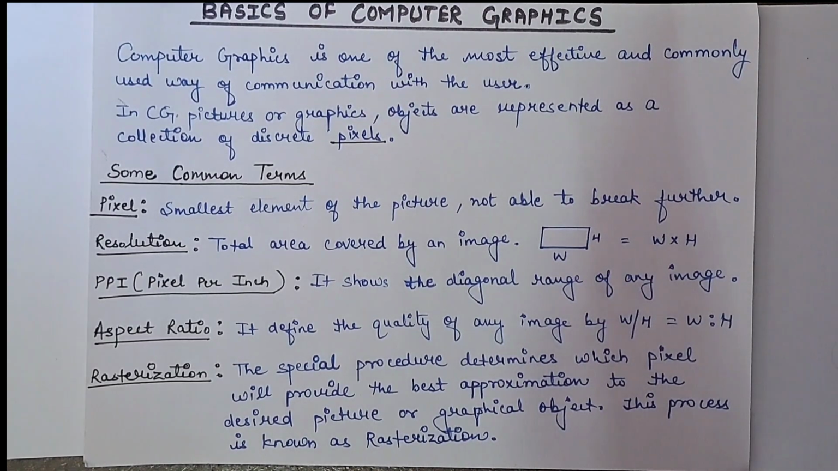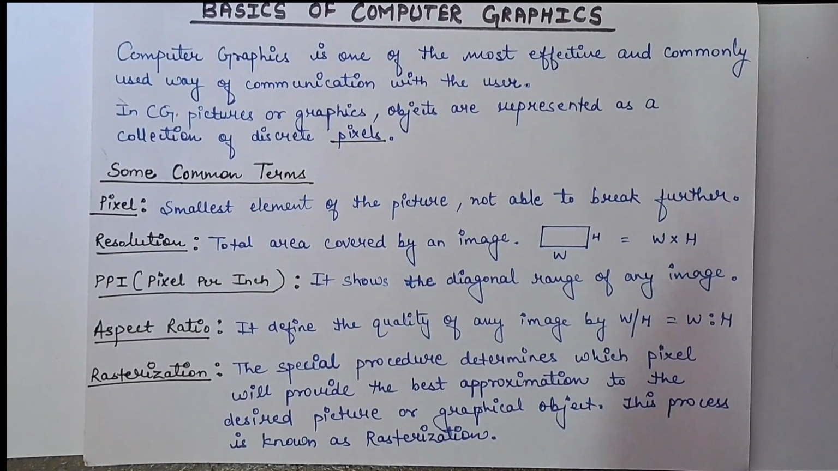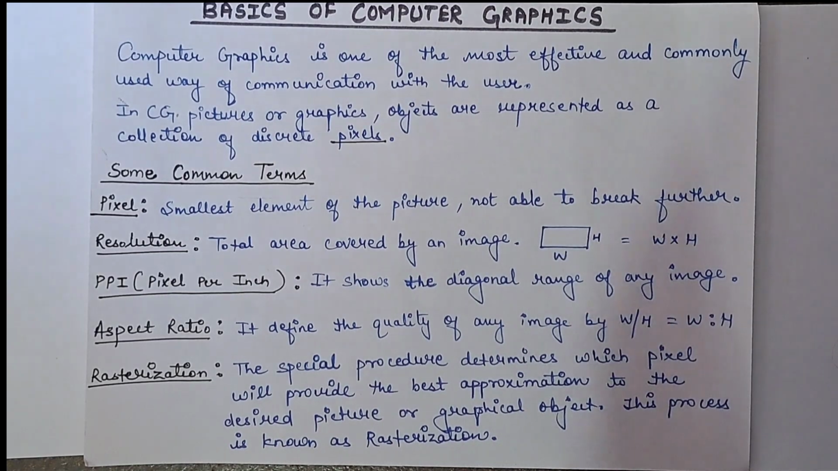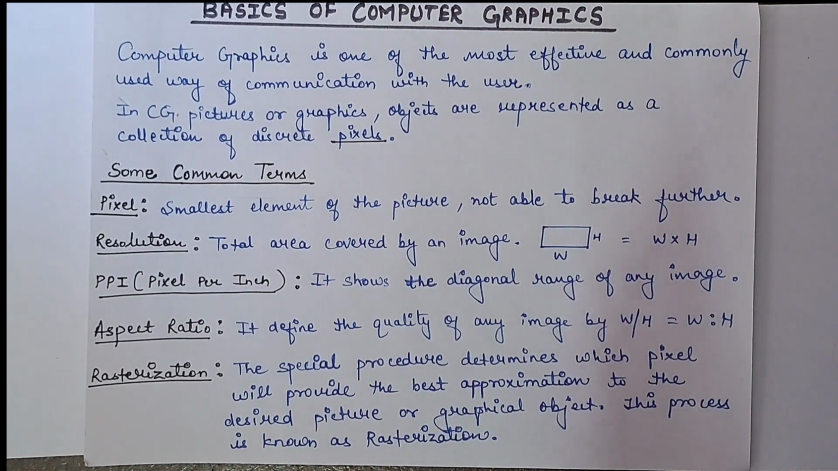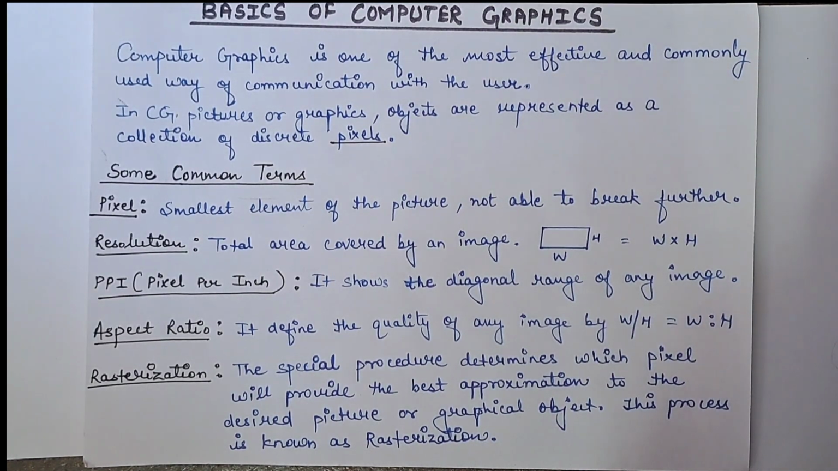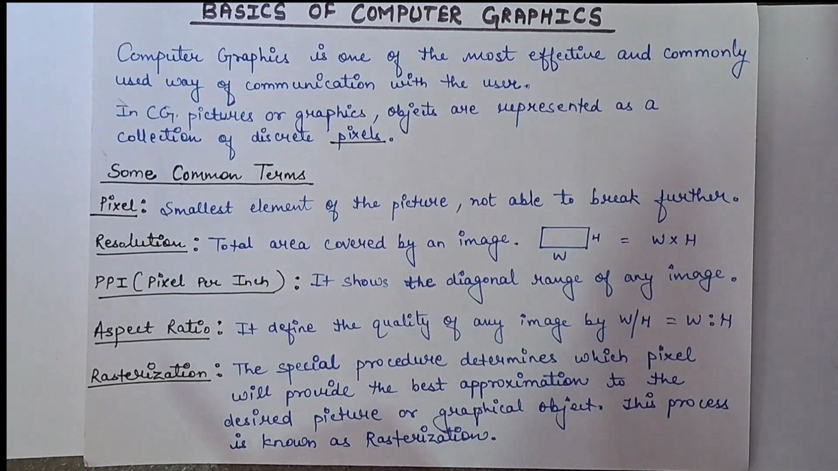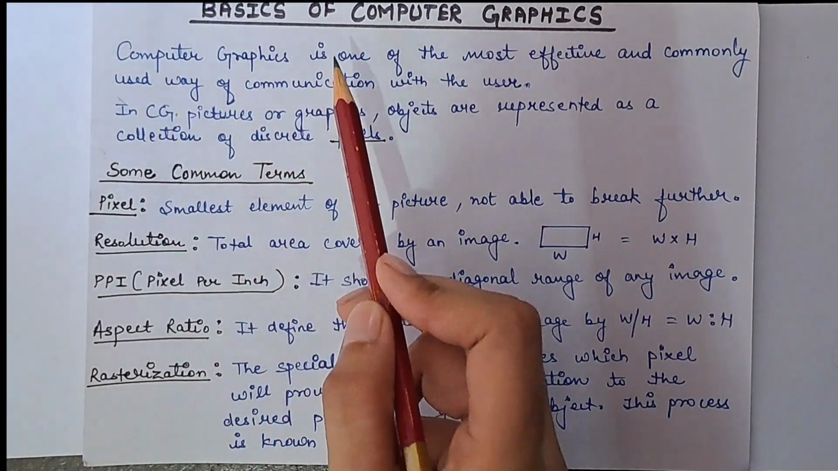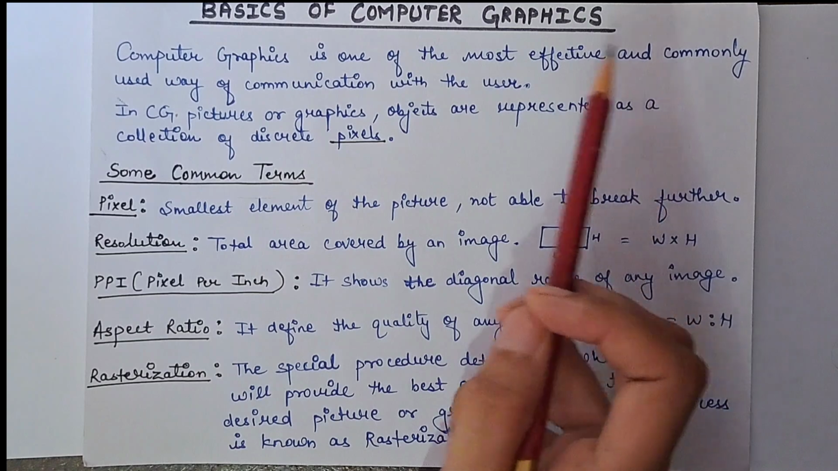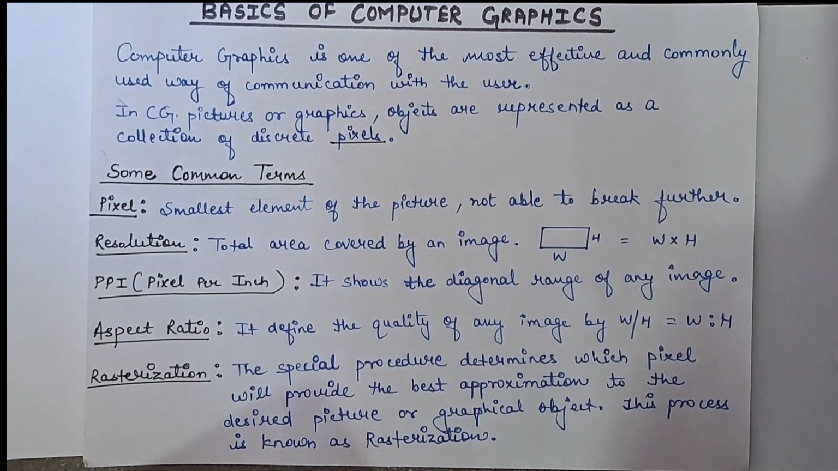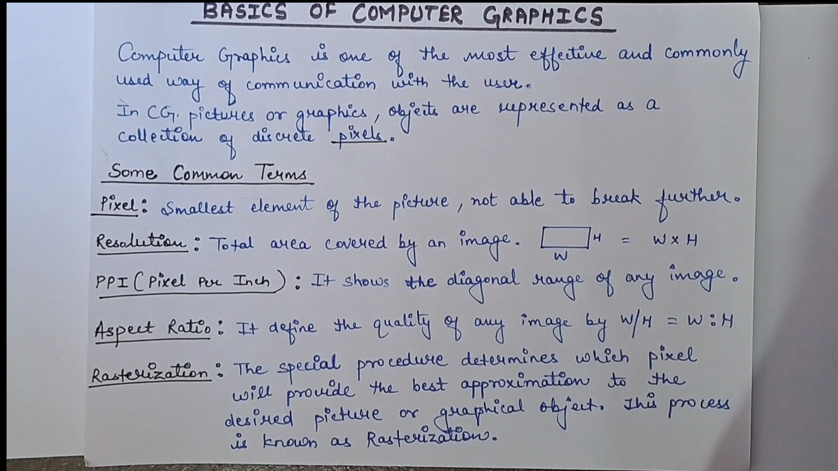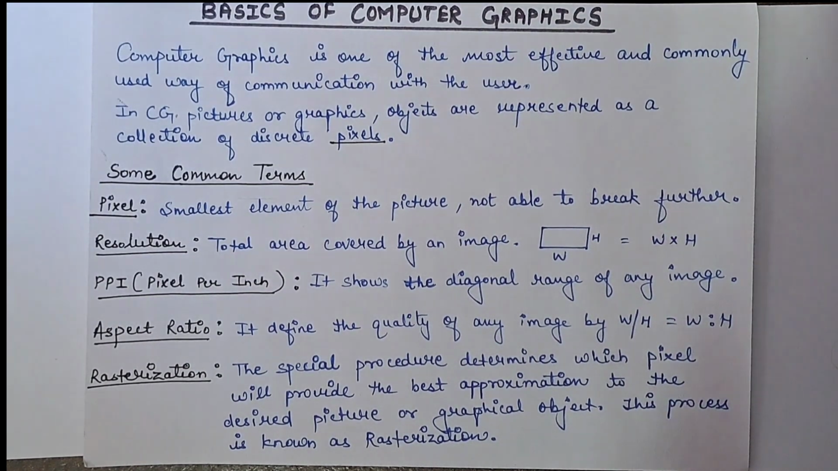So in today's video, we'll be covering the basics of computer graphics and its applications. So let's get started. First of all, what does the term computer graphics mean? Combinedly, computer graphics refers to the manipulation or the creation of visual representation of the objects. As I've stated here, computer graphics is one of the most effective and commonly used ways of communication with the user. As you know, through computer graphics, the computer can communicate with the user very effectively.